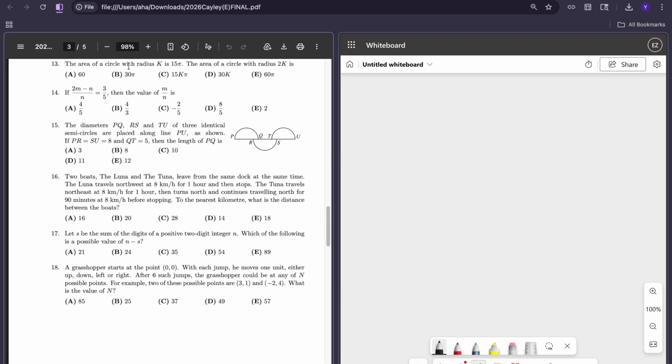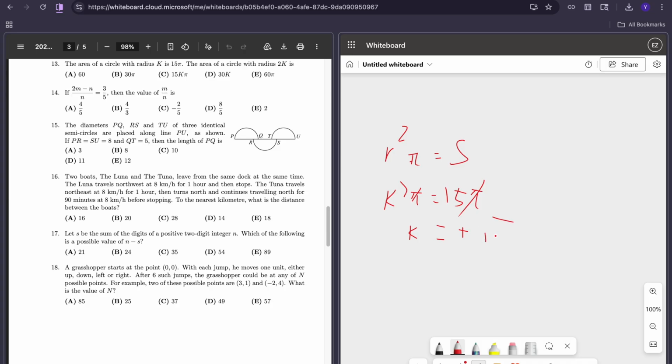The area of a circle with radius k is 15 pi. The area of a circle with radius 2k is what? So we apply the formula for the area of a circle, r squared pi equals the area. In this case k squared pi equals 15 pi. We cancel the pi out, and since k's radius has to be positive, k equals positive square root 15.